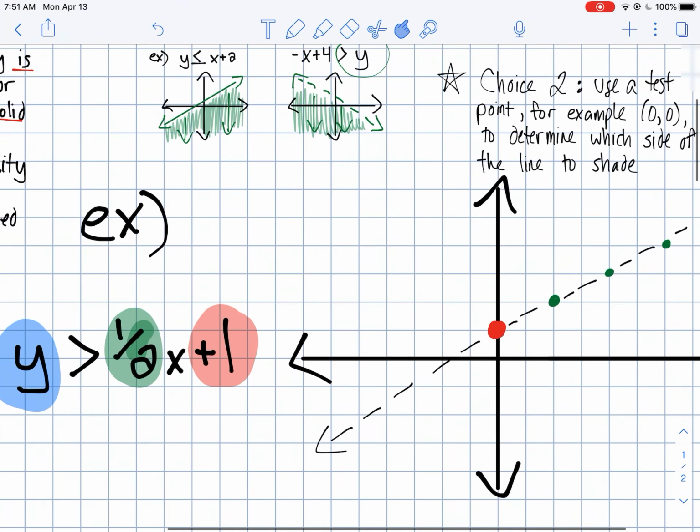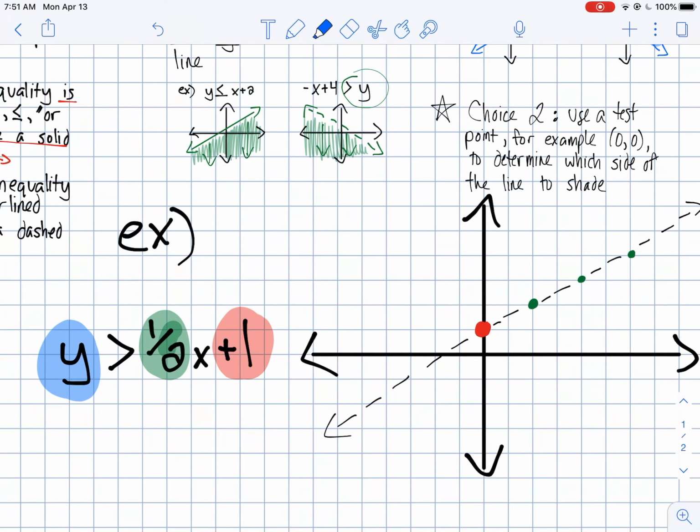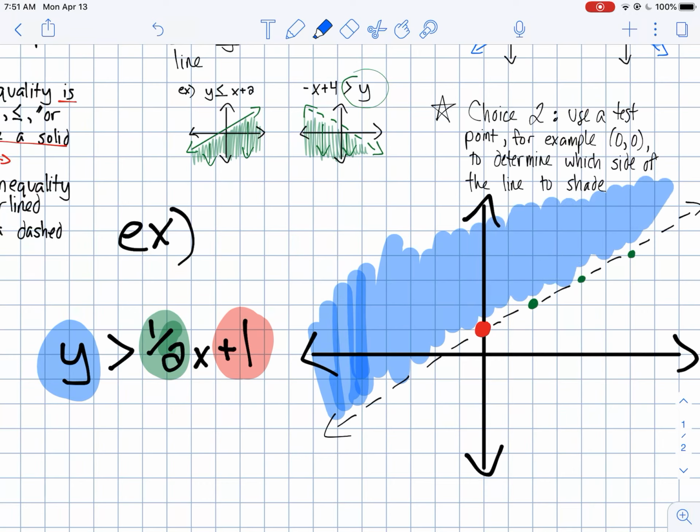But in this case, let's take a look. Y is greater than 1/2 x plus 1. That means if it's greater, we want everything above our line. Everything above this is going to be greater than this. And that is how you would graph and solve a linear inequality with two variables.